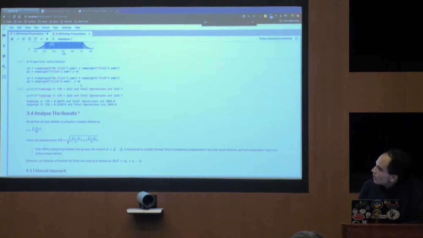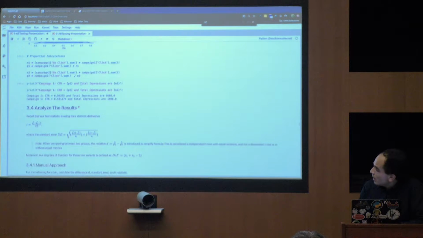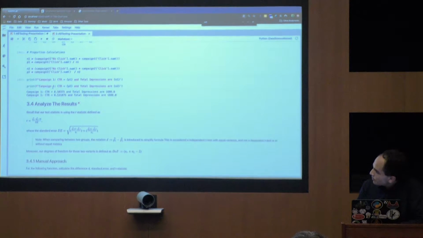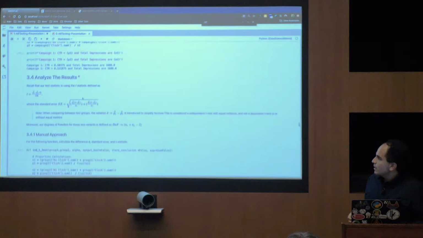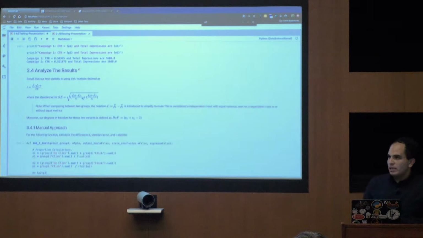And then here we calculate our proportions again. So the click-through rate for campaign 1 is about 50%. And then for campaign 2, the click-through rate is about 53%. And you see our total number of impressions. And that's what we have created so far: the metrics of choice.